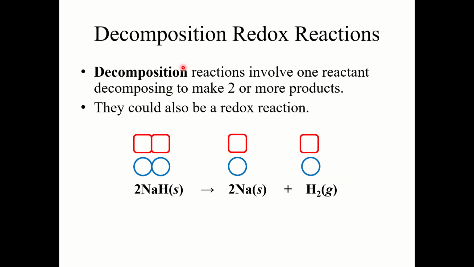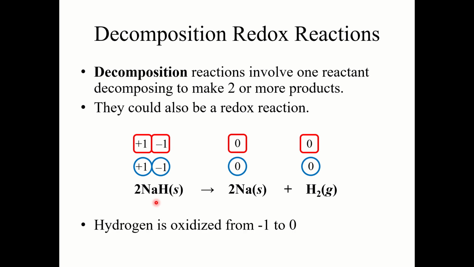Okay, this is an example of a decomposition reaction. So again, this name is pretty descriptive. A decomposition reaction involves one reactant. So it's the reverse of a combination reaction. We've got one reactant, and it decomposes to make 2 or more products. And they are typically redox reactions. So here, we're showing sodium hydride decomposing to form sodium and hydrogen. So if we start with our reactant, again, sodium gets first priority. It gets that +1, which makes hydrogen -1. And then sodium and hydrogen are both in their elemental states. Their oxidation numbers are 0.